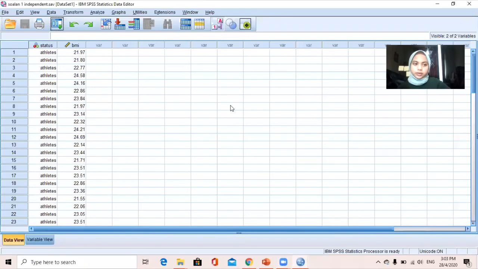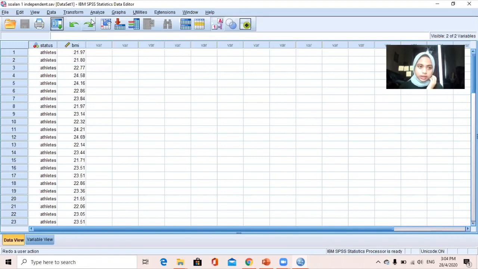Okay, so for the first question, the IV is two different groups, which are athletes and non-athletes, and the DV is BMI, which is numerical. Observation is independent because there are two different groups. Normality is normal if the p-value is more than 0.05. Later we're going to check the normality, and the test to analyze is the independent t-test.